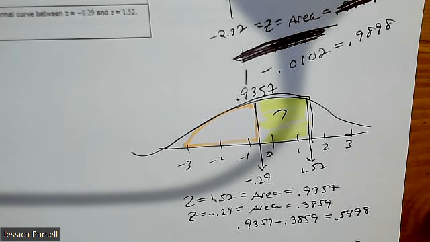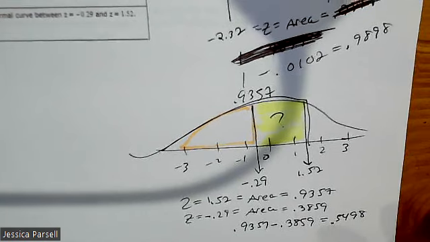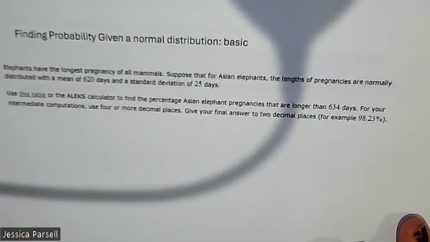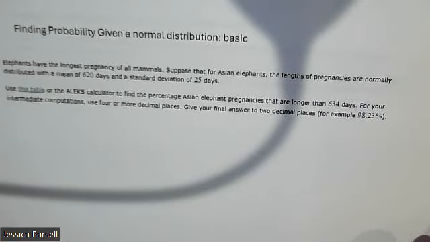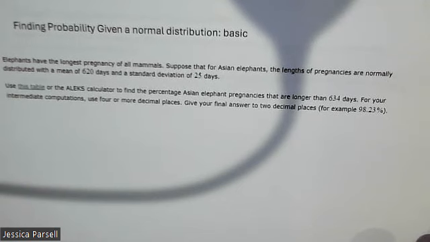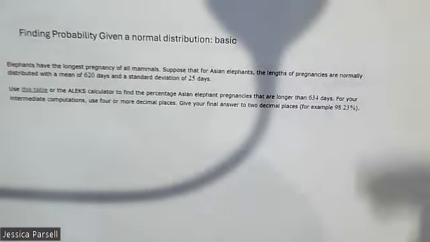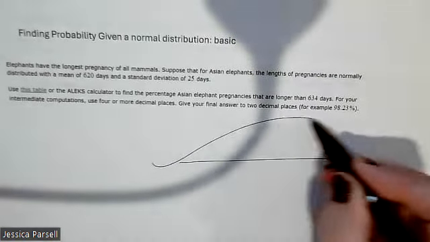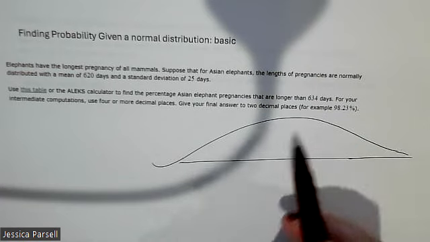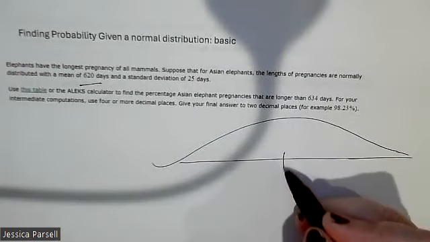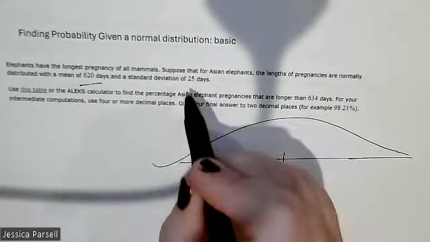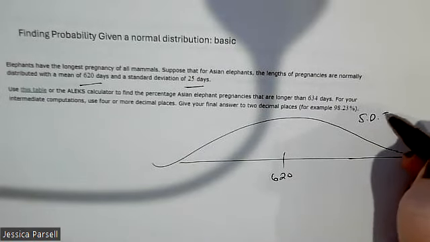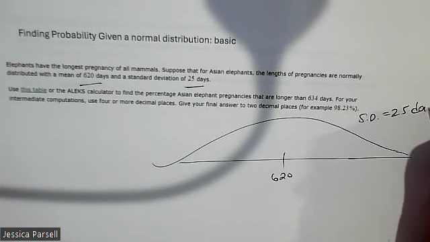So now we're going to step it up and turn into some word problems or story problems. Okay, what's up? Elephants. Elephants have the longest pregnancy of all mammals. Suppose that for Asian elephants, the length of pregnancies are normally distributed. As soon as they use those words, I'm going to draw that curve. But this time they say it has a mean of 620 days. Give or take, that standard deviation is equal to 25 days.